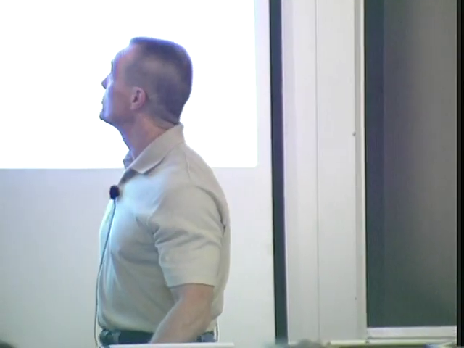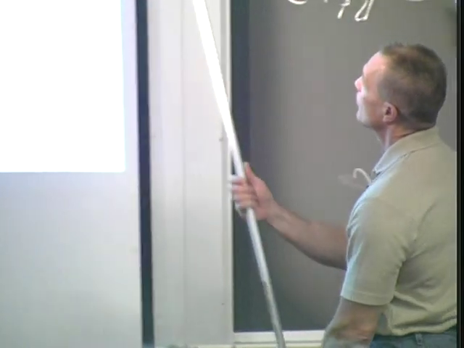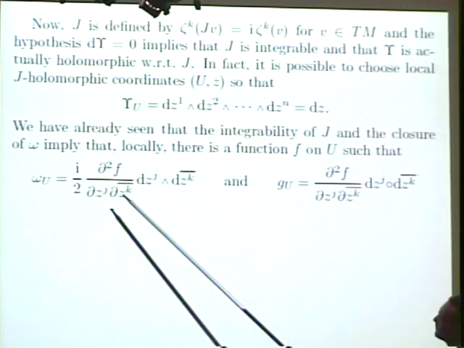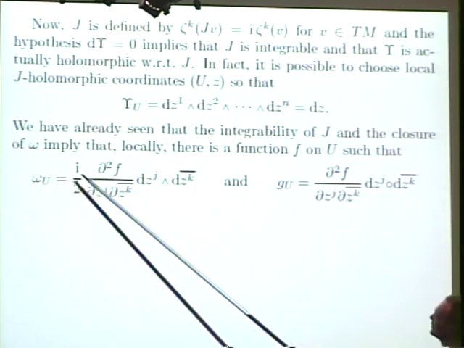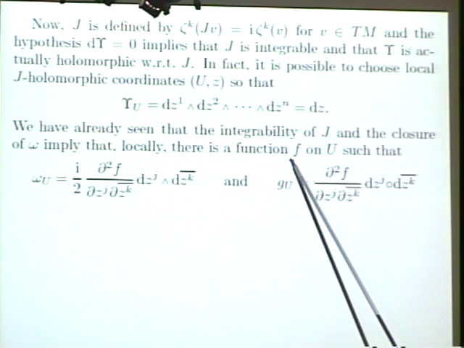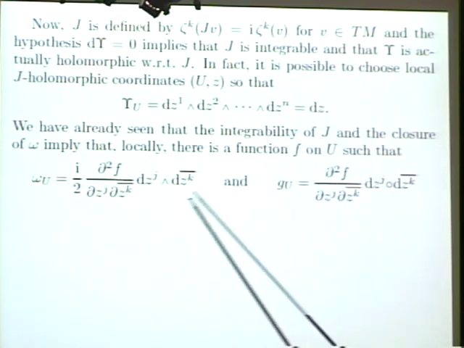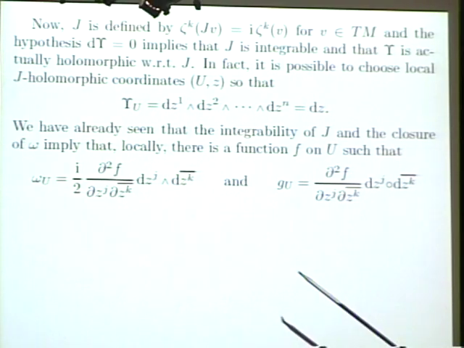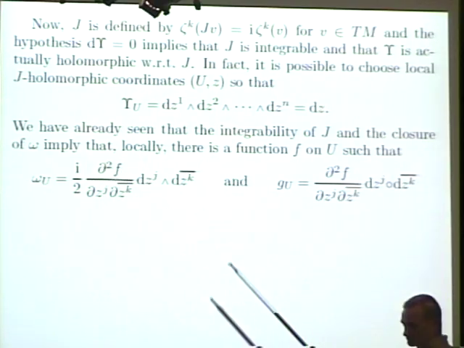So far, we haven't used little omega at all. But now, we have J, which we know is integrable, and we've already seen, back in the other argument, that the closure of omega implied that locally you can write a function on the domain of these coordinate charts so that omega looks like this and g looks like this, where of course this matrix is a positive definite Hermitian matrix.